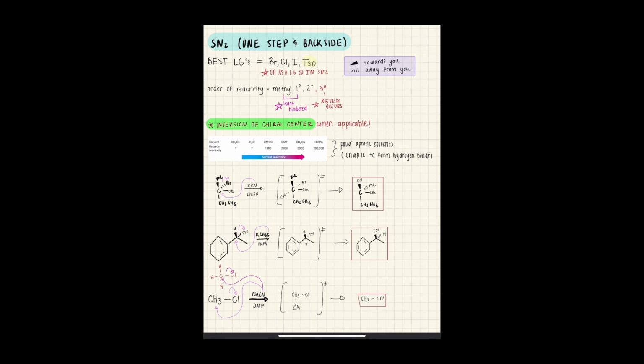Other than that, I hope I made SN2 a little bit more simple and easier to understand.